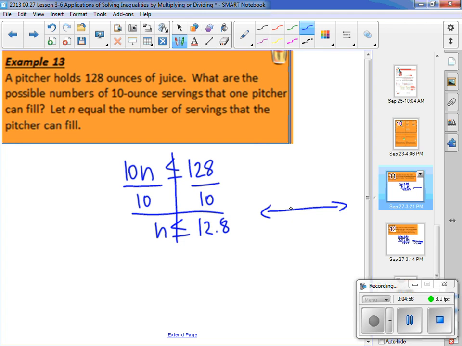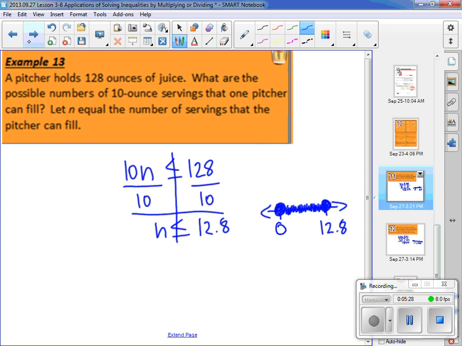But I don't think that you could have negatives because you can't pour negative juice. So I'm going to stop my graph here at 0. So I'm going to do 0 to 12.8. I'm going to do closed circles, and then I'm going to shade in between because decimals would be okay. All right, so that's it.